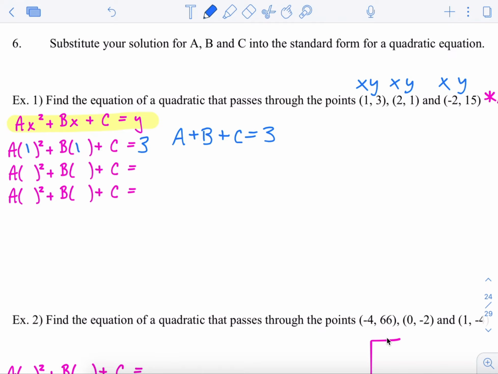Okay? Same thing for the second point. So we're plugging in 2 comma 1, so 2 for all of the x's and 1 for the y. If I simplify that out, 2 squared is 4, so I have 4a, 2 and b makes 2b, plus c equals 1. For the bottom one, I'm plugging in my last point, negative 2 for all the x's and a 15 for my y. So negative 2 squared is again 4a. Negative 2 and b makes minus 2b, plus c equals 15. That's the first set. We have our 3 equations.